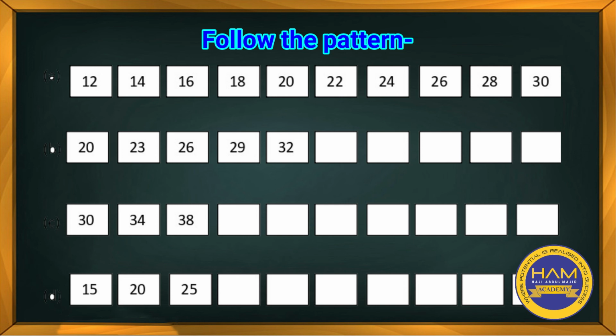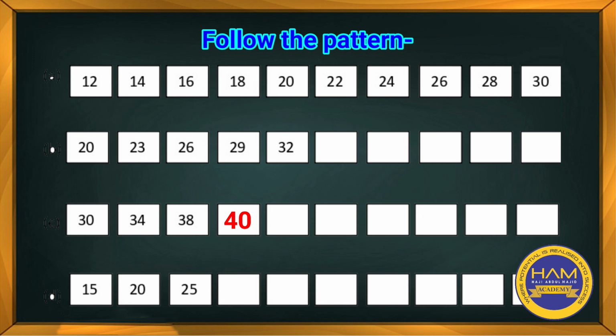Question C, 30, 34, 38. Here we can see the difference of 4 in each of these numbers. So what will be the next number? Let's count. After 38 we have to count 4 more numbers. 39, 40, 41, 42. So here we will write number 42. Likewise, you can complete all the boxes with the difference of 4.